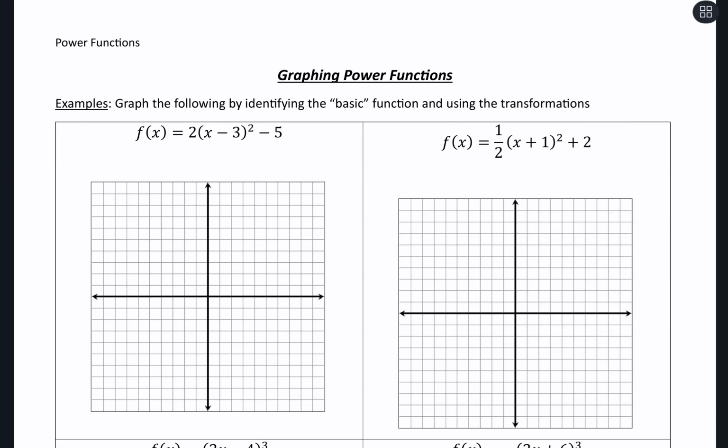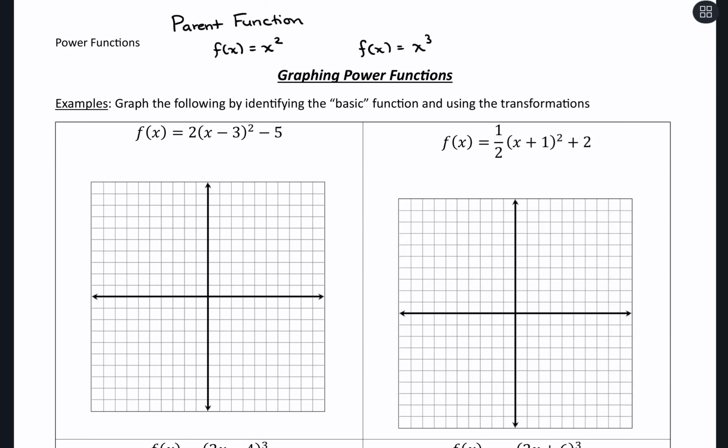So here we're just going to go through some power functions and graphing them, specifically when we have a function squared or a function cubed. In terms of our parent functions, which again is our function before any transformations, we're looking at x squared, which is our parabola, and x cubed, which is our cubic function. And those give a nice basic shape for any exponents raised to even and odd powers as well.